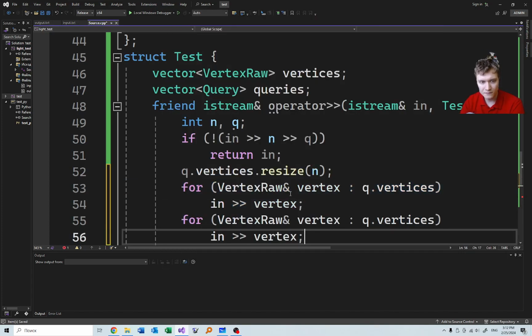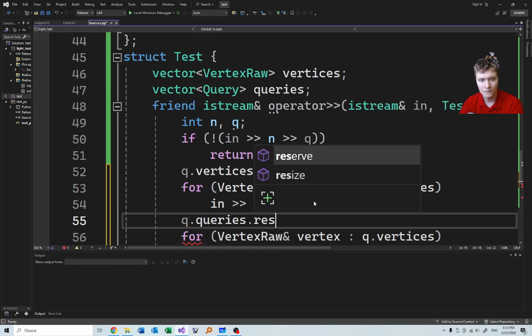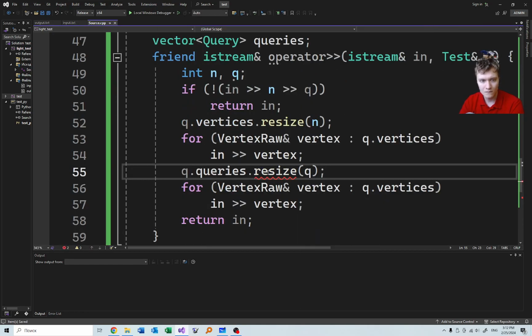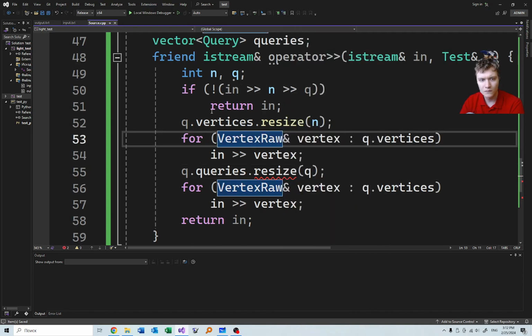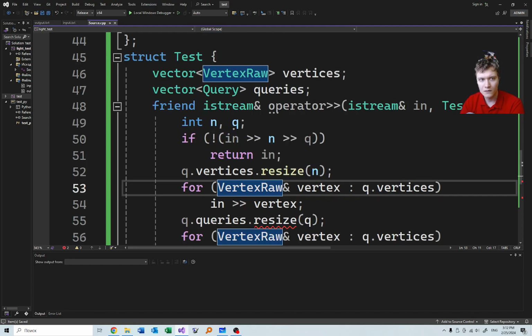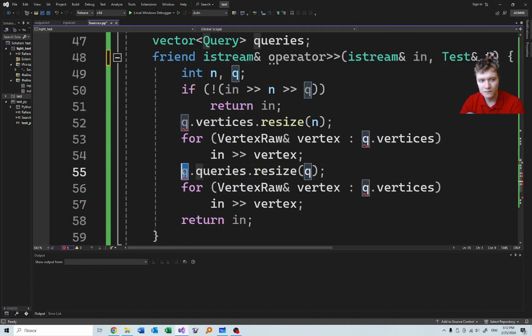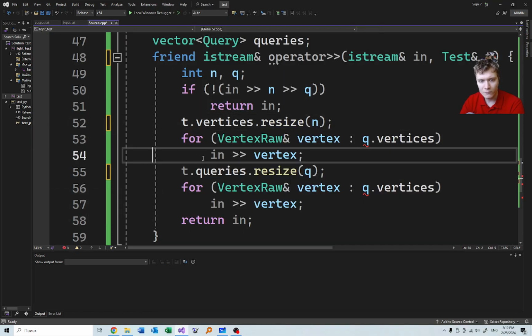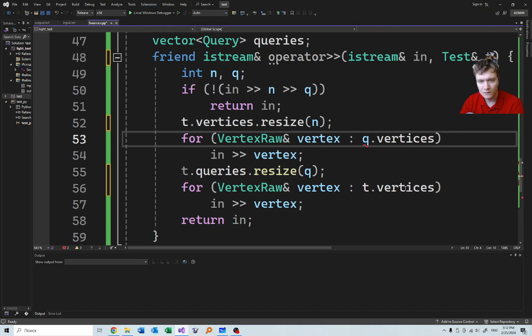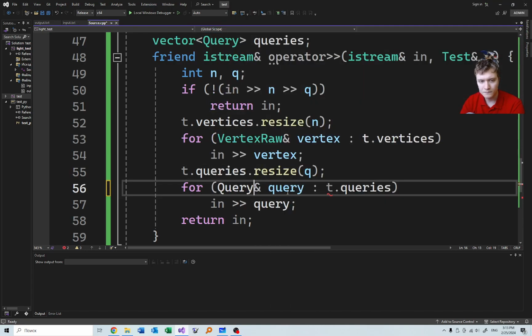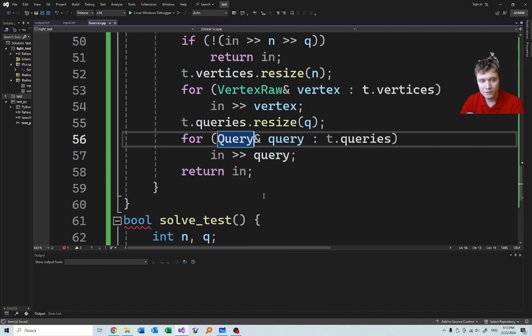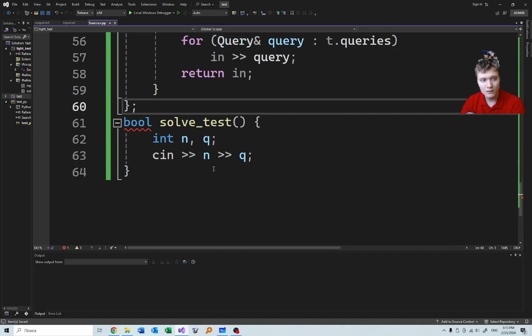and also query. What's wrong? Ah, test should be T. Okay, we read all the queries. Okay, and we return in. Yes. Now let's solve test.